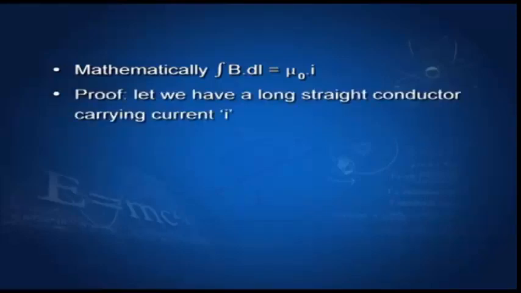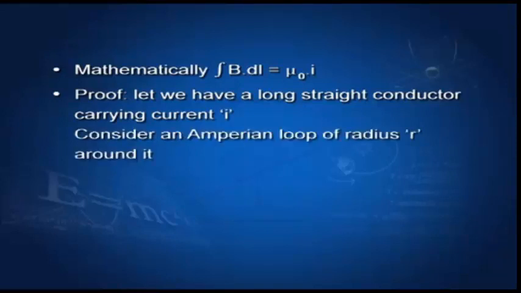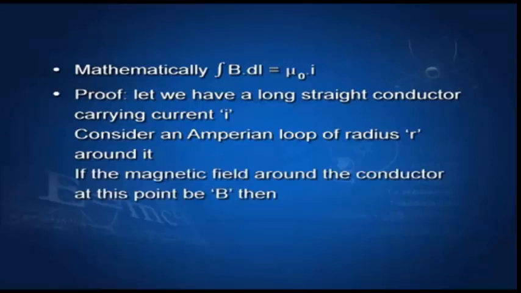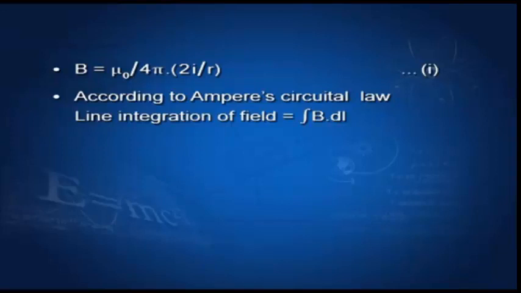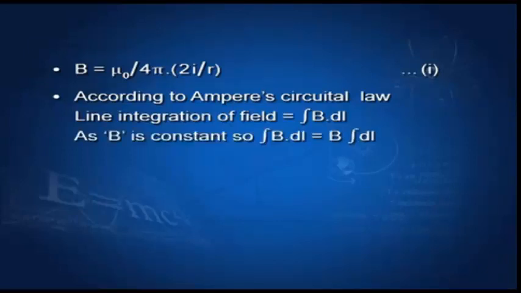Let we have a long straight conductor carrying current I. Consider a loop of radius r around it. If the magnetic field around the conductor at any point P on this loop is B, then B equals mu naught upon 4 pi, 2I upon r. According to Ampere's circuital law, the line integration of the magnetic field is integration B dot dl, as B is constant on the whole of the loop. So integration B dot dl can be written as B integration dl.